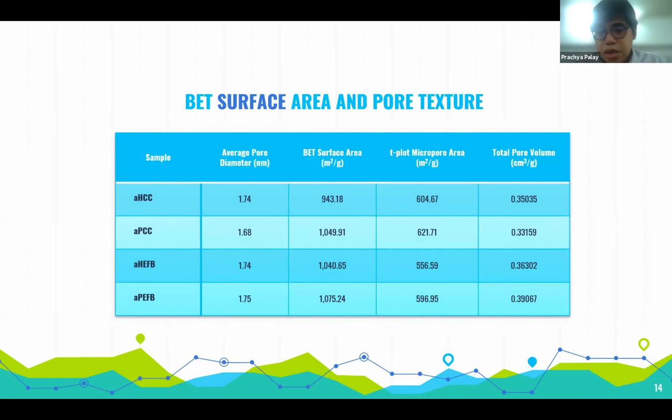The table shows the pore texture of the hard carbon. It indicates that the average pore diameter in every process is currently 1.7 nanometers, and the BET surface area is approximately 1,000 square meters per gram. However, the hard carbon from the hydrothermal process has a little less BET surface area than the hard carbon product from the carbonization process.